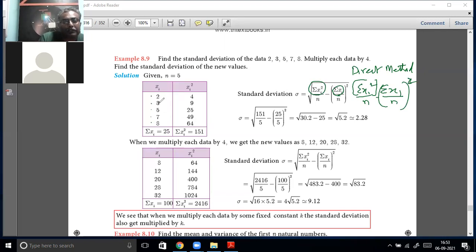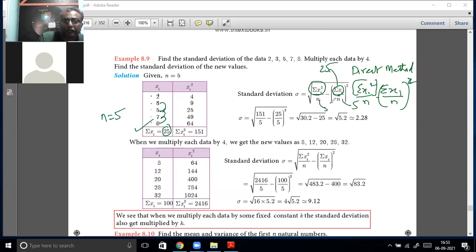Now add up: 2 plus 3, 5. 5 plus 5, 10. 10 plus 7, 17. 17 plus 8, 25. Correct. So sigma x of i is 25. N is how much? 1, 2, 3, 4, 5. N is equal to 5.